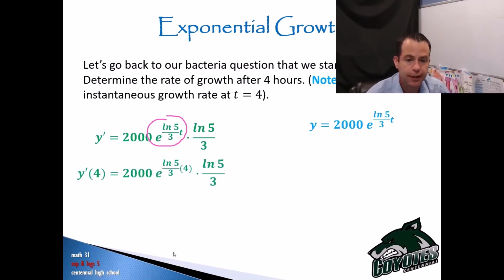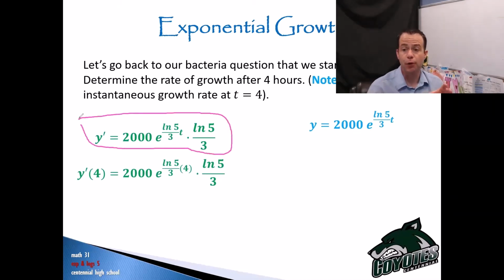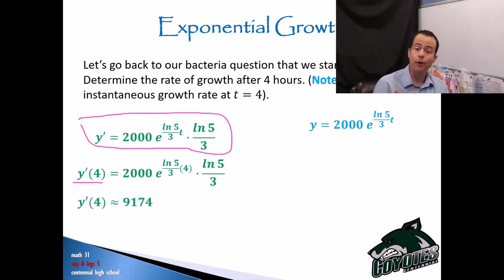So just for clarification again, this guy represents the instantaneous rate of growth at any point in time, right? So now I want to plug in 4 to get the instantaneous rate of growth at 4 hours. So in my communication, even though I'm using the derivative of y symbol there, I'm going to say the derivative of y at 4, okay? Plug all that into my calculator, and I end up with around 9,174. So after 4 hours, the rate of growth would be 9,174 bacteria per hour.